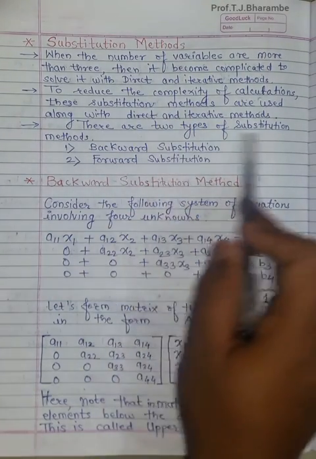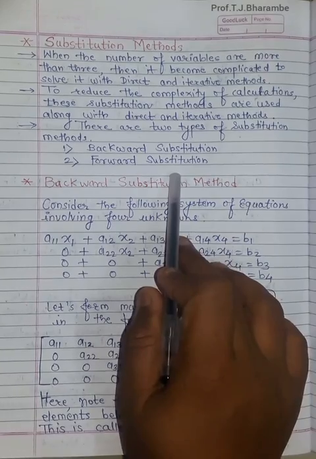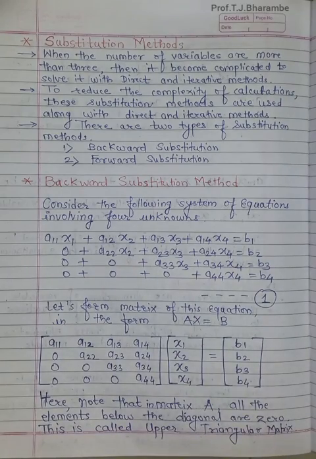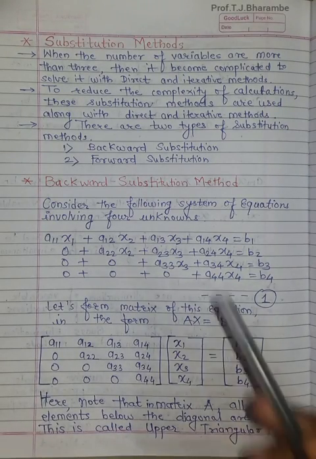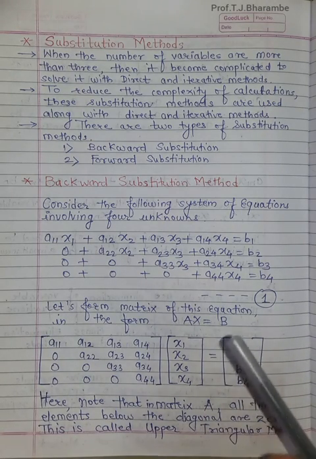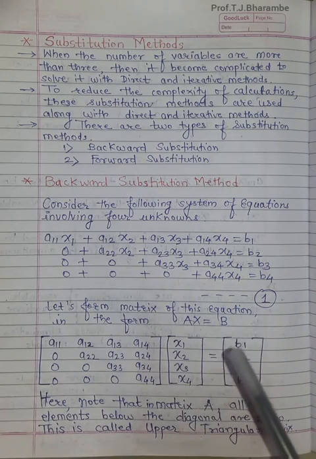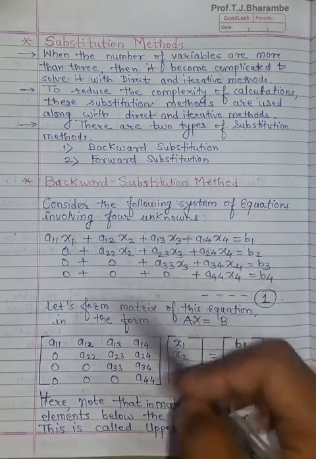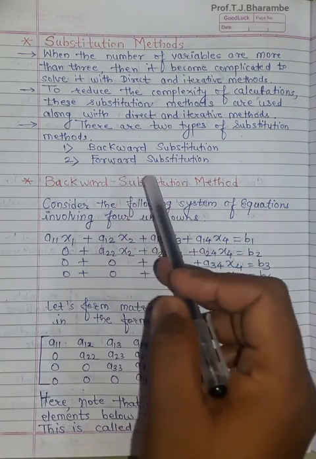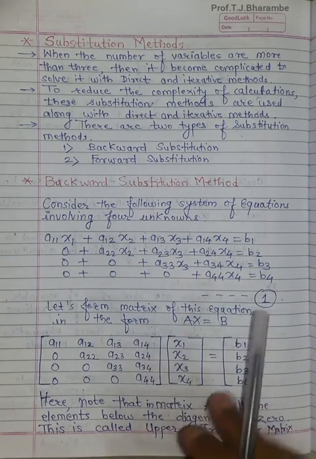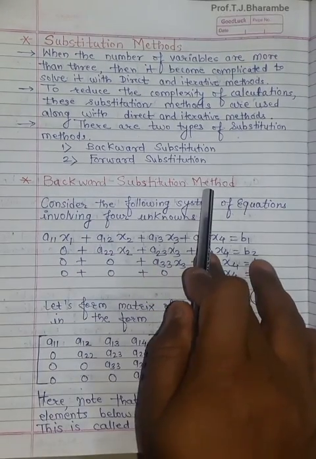There are two types of substitution method, backward substitution and forward substitution. These particular methods are used in direct methods. As we have already seen in direct methods, we reduce the given set of equations to triangular form. After converting it into the triangular form, that is upper triangular form or lower triangular form, we use the backward or forward substitution method, which helps us reduce the calculations. So let us begin with the backward substitution method first.